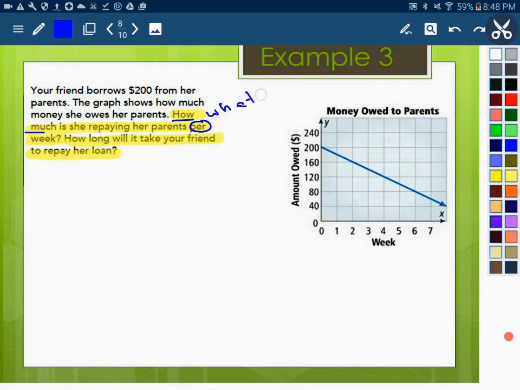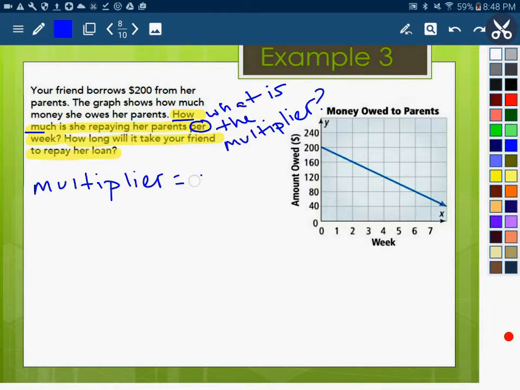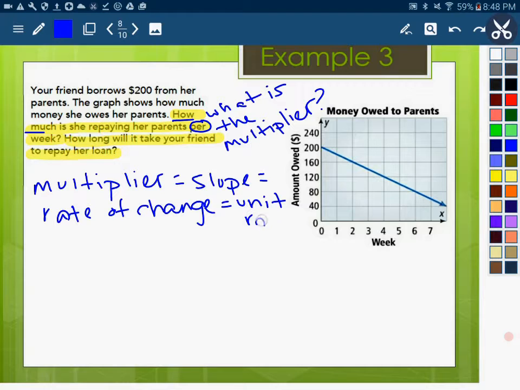So that's indicating, what is the multiplier? Okay, remember the word per means multiply. So really the first question is asking, what's the multiplier? Multiplier is a synonym for slope, is a synonym for rate of change, which can also be a synonym for unit rate if the denominator is 1. So really they're asking us for slope or for unit rate in the first question.